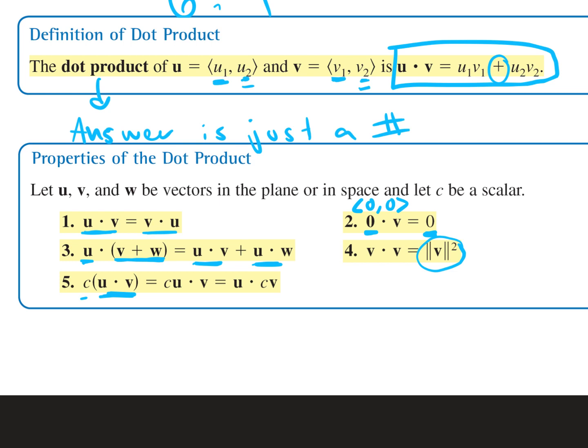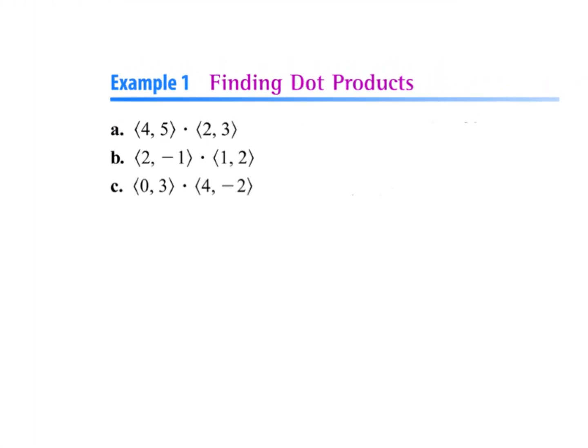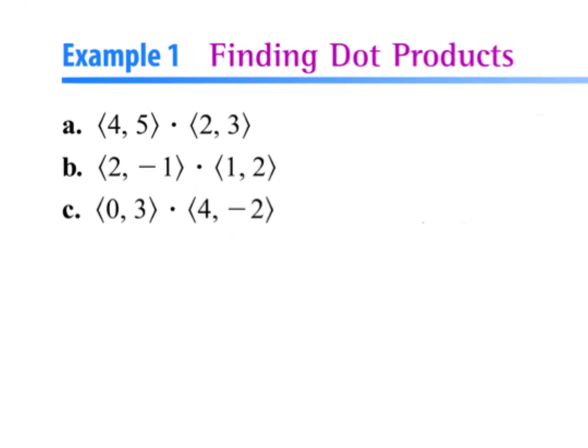All right, so let's apply these in some examples. So example 1, finding the dot product. So to find the dot product, we multiply the first number with the first number. So we would get 4 times 2, which would be 8, plus the second number with the second number. So 8 plus 15, which would be 23.